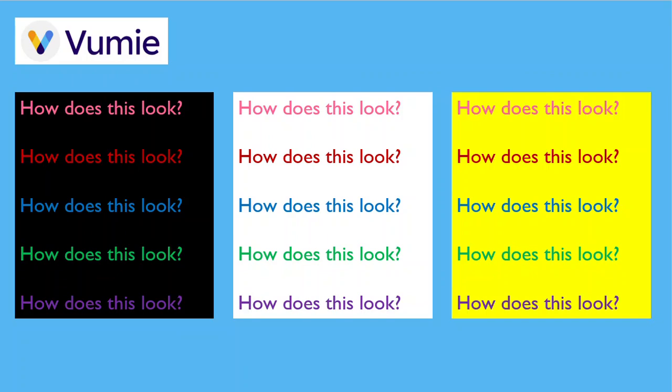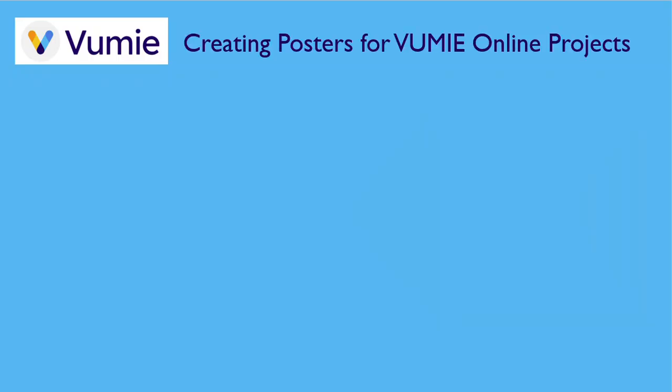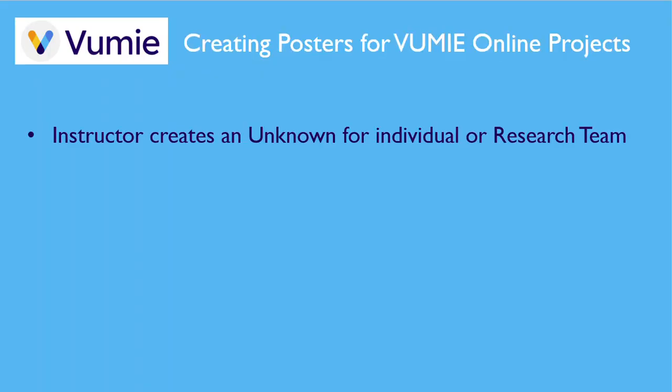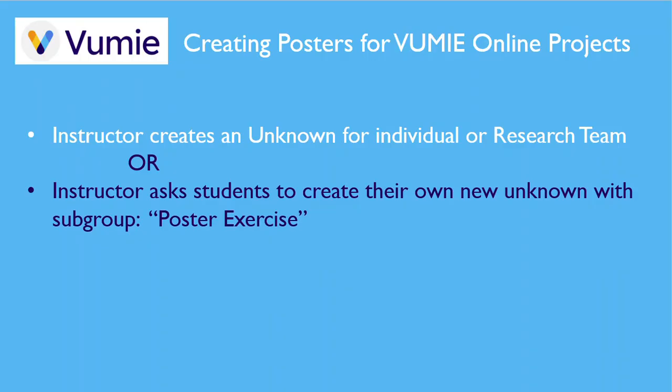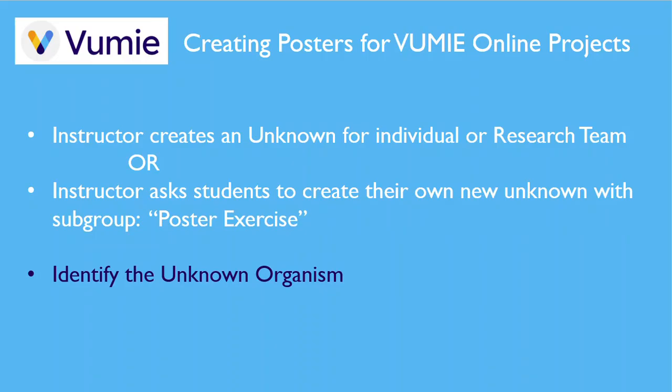All right, so let's use this information that you just learned to create a poster based on a VUMIE online project. You may work in research teams or individually as decided by your instructor. If you work in teams, your instructor will need to create an unknown and assign a case study for everyone in your group to share. If your instructor is not creating unknowns for you, please note that there is a poster exercise subgroup at the bottom of the subgroup list as you create your own unknown for this purpose. Remember that when creating a new unknown yourself, the microbe and the case study are randomly assigned by the software.